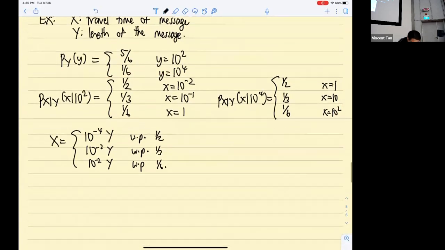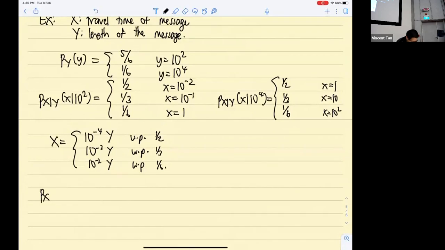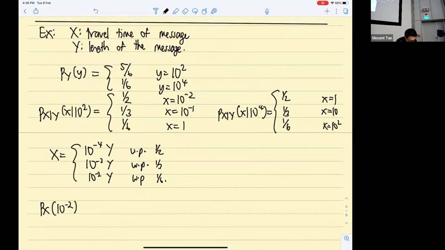So now let us try to understand what is the probability of x taking on the value 10 to the minus 2. What is the chance that the travel time of the message is 10 to the minus 2? All right. Now you see here, this question is marginally trickier because there are many numbers. What is the chance that the travel time of the message is 10 to the minus 2? Now, if the travel time of the message is so short, then can your message be this long? If your message is this long, the travel time must be at least 1. It cannot be 10 to the minus 2.